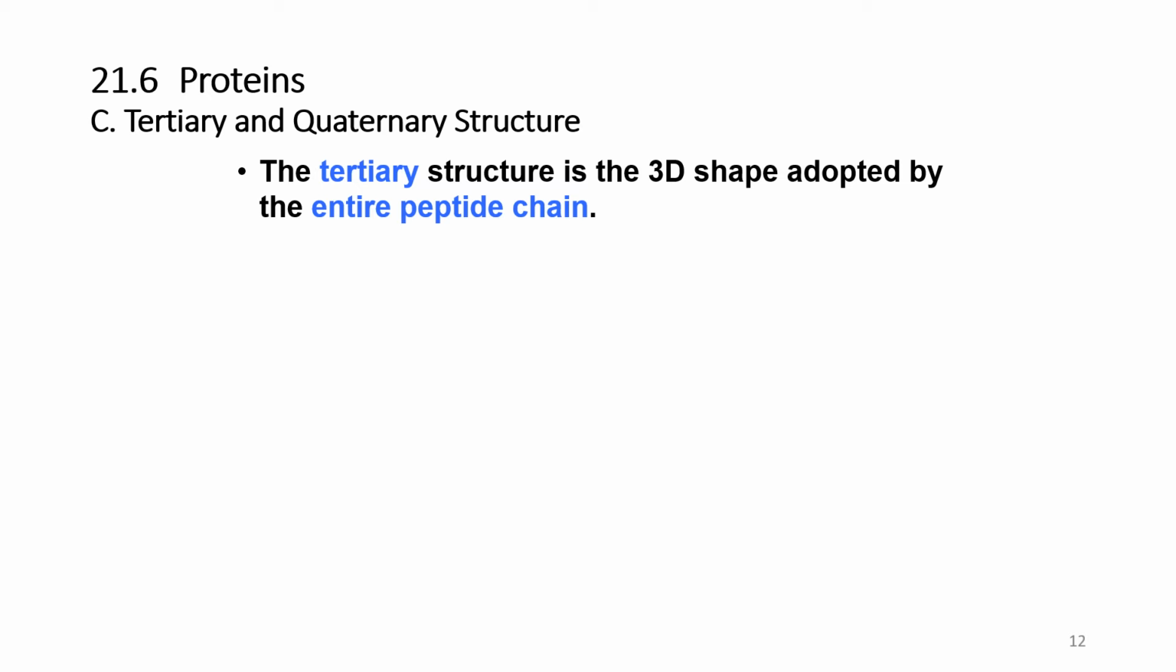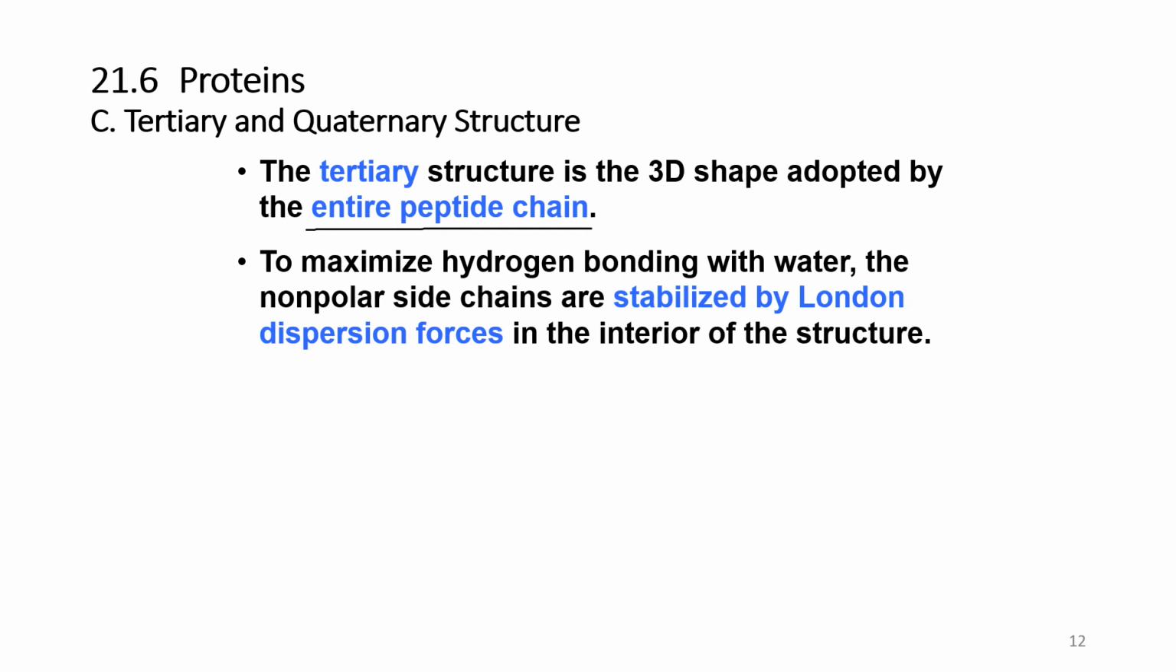Tertiary structure then is going to be the 3D shape of that molecule that comes from the way that molecule folds and orders itself in space. And it is adopted by the entire peptide chain. It is driven by the maximization of hydrogen bonding with water, and the nonpolar side chains are stabilized by London dispersion forces on the interior of the structure.